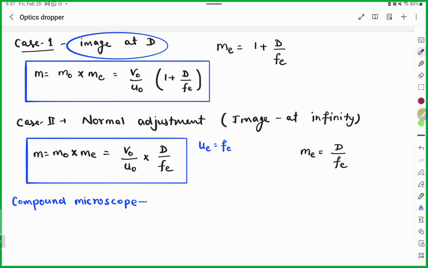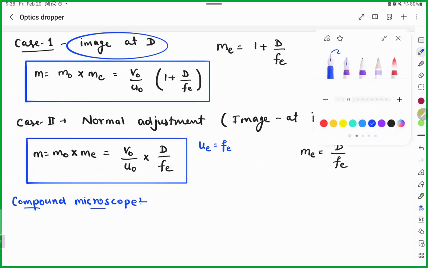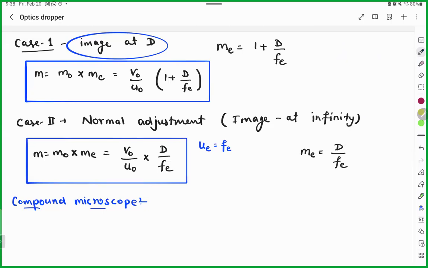So if you make a summary of this compound microscope, you have 3-4 points to revise quickly. First, the magnification will be equal to the magnification of the objective lens times the magnification of the eyepiece, because you have two lenses. That's why their magnifications will be multiplied. At near point, D is the near point or least distance of distinct vision. At near point, the magnification will be V naught by U naught for the objective, and D by FE for the eyepiece.